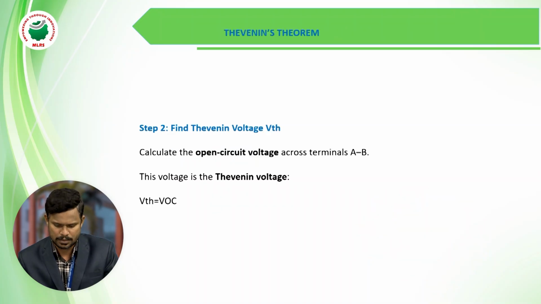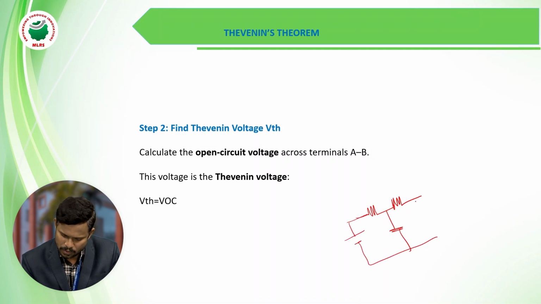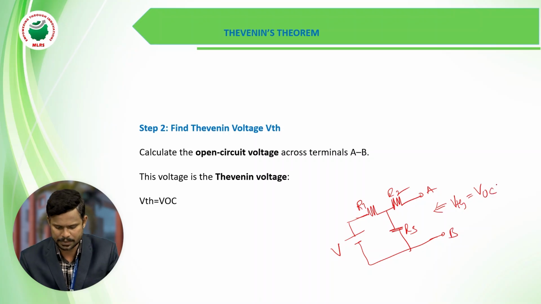Then step number 2 is to find the Thevenin's voltage across the open terminals A and B. Wherever we remove the load resistor, across the terminals A and B, we need to calculate the open circuit voltage. That open circuit voltage is called Thevenin's voltage. So we already removed the load resistor and named the open terminals A and B. R1 is a resistor, R2 another resistor, R3 the third resistor, and this is V. Now we are finding the voltage across the open terminals. That voltage is called V Thevenin or the open circuit voltage.